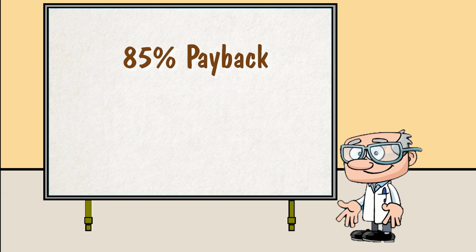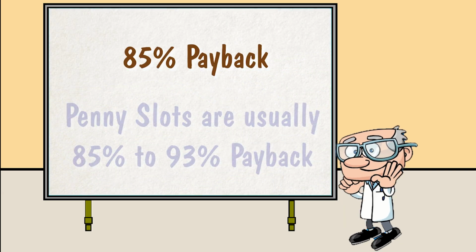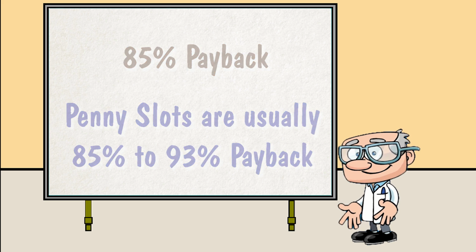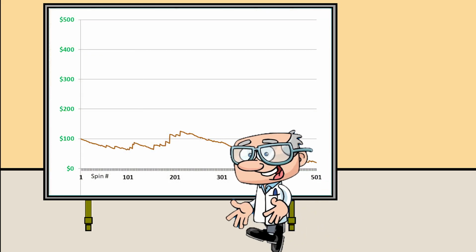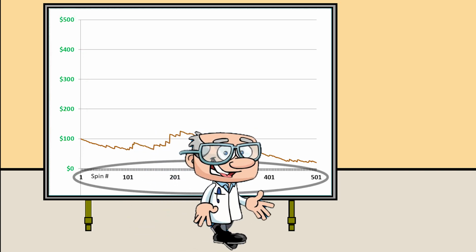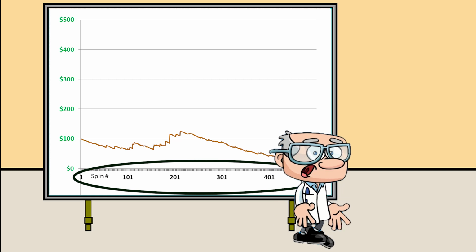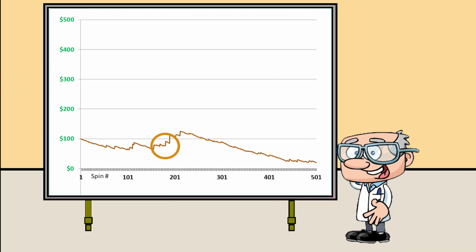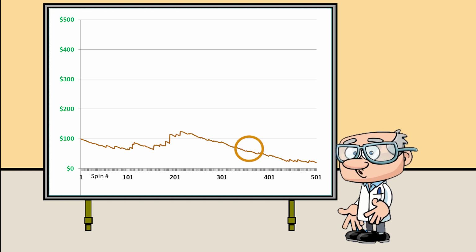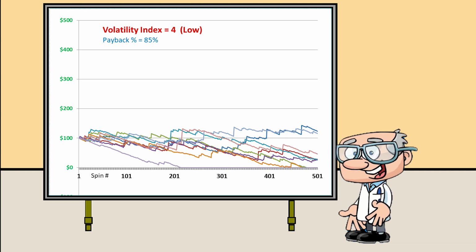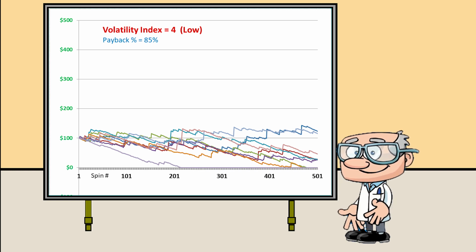So here we go. We are playing a penny machine with 85% payback, which is a tight machine. The money in your bankroll is shown along here, and this shows the spins 1 through 500. Each colored line represents your money going up and down during that particular session. Huge wins are not possible on this machine, but modest wins do happen somewhat frequently.